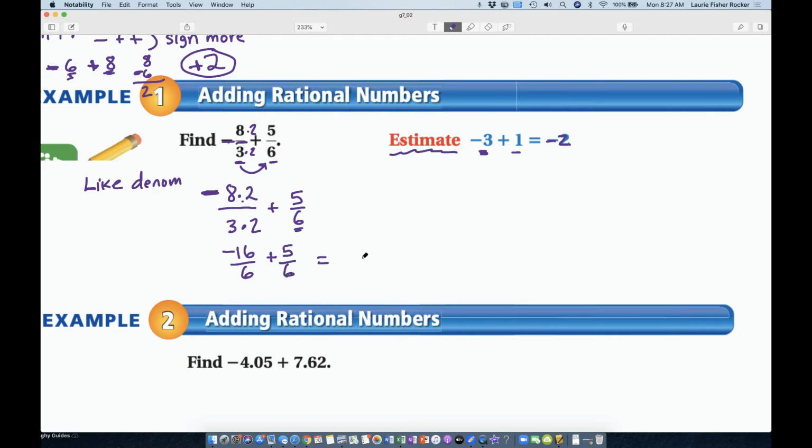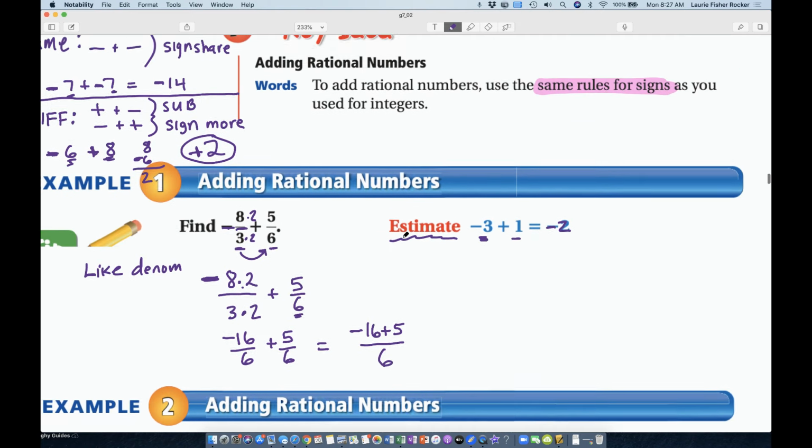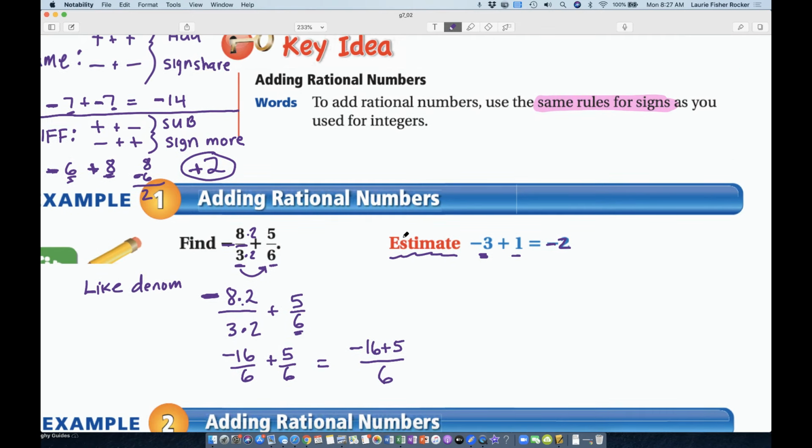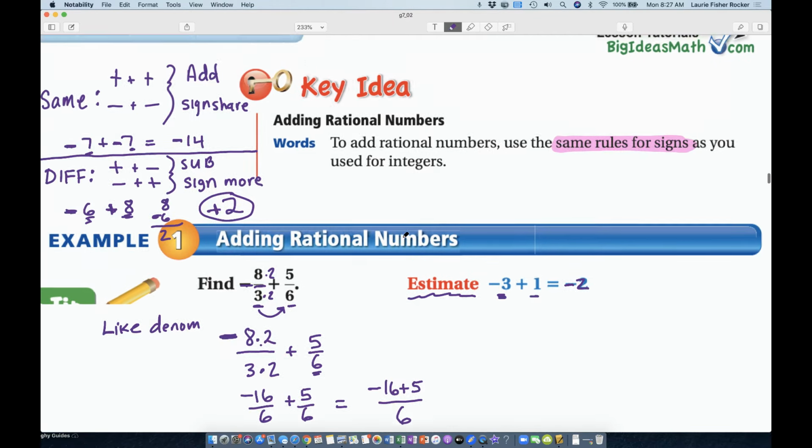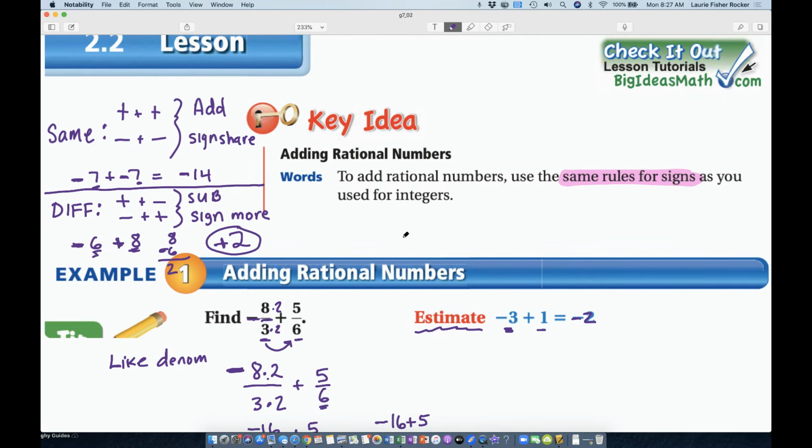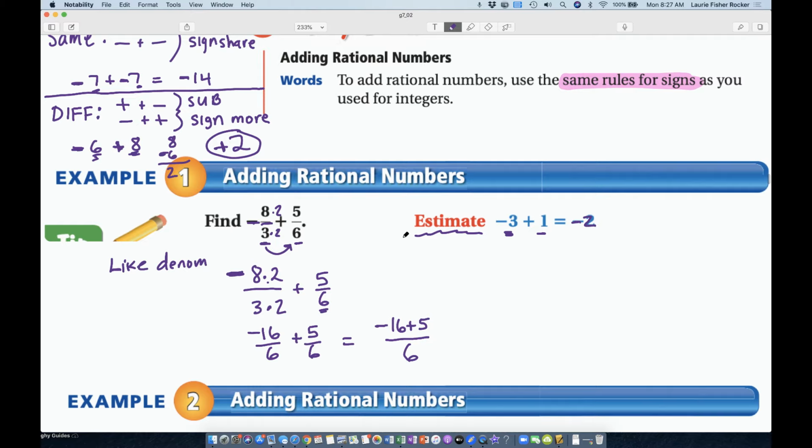Okay, I do know it's going to be over 6. I'm just going to go ahead and combine these. So negative 16 plus 5. That's the math we have to do. Okay, so I go back to my sign rules and I recognize I have a negative 16 and a positive 5. So those are different signs, so I need to subtract. Okay, so I've got 16 minus 5. That's going to be 11.